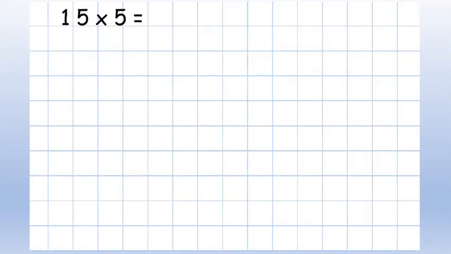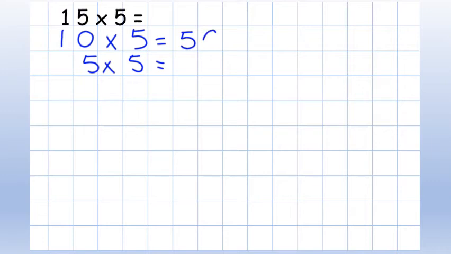Hopefully the more that you did, the easier they became. So let's have a look. 15 times 5, so we're going to have a 10 times 5, we're going to have a 5 times 5, and then we're going to add them together. So 10 times 5 is 50, 5 times 5 is 25, and when we put those together, we have 75.